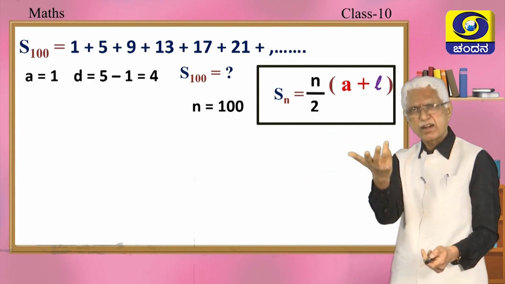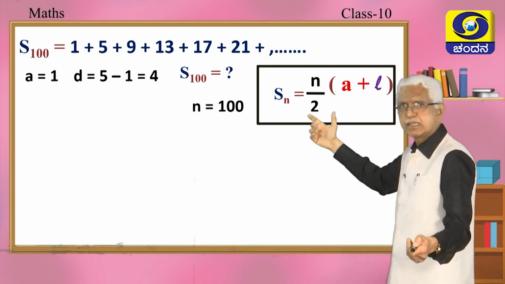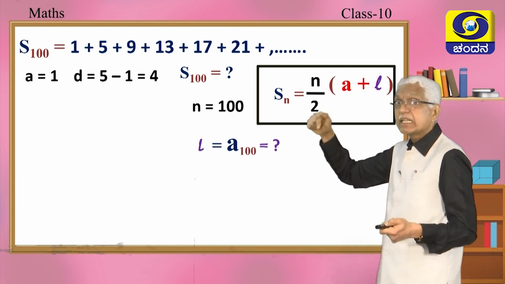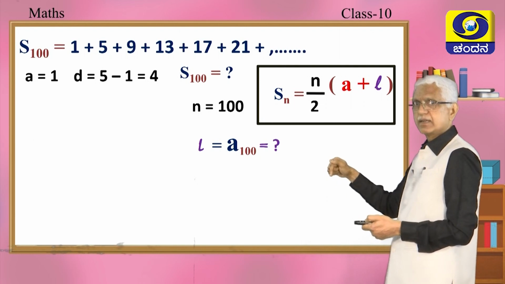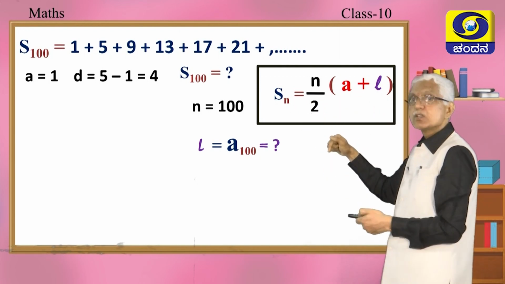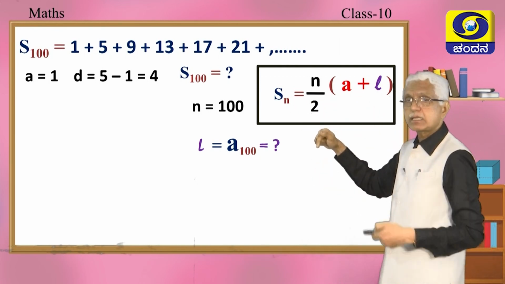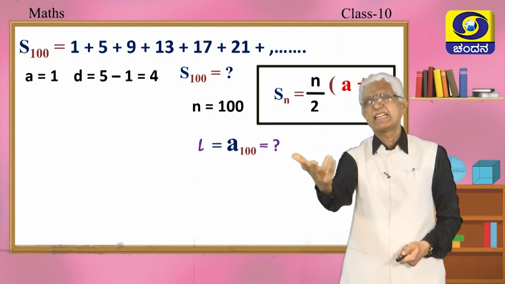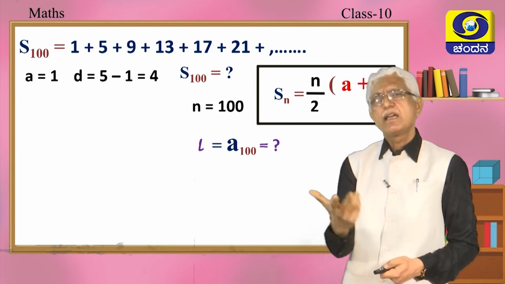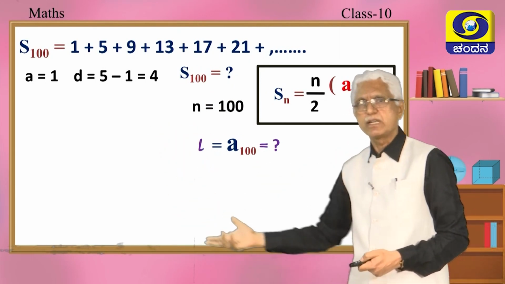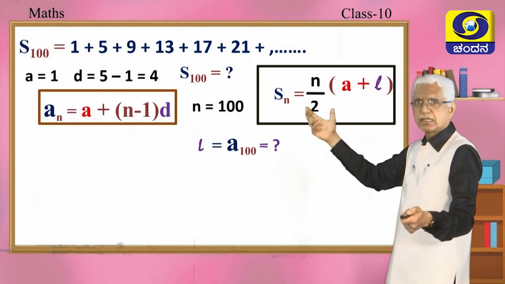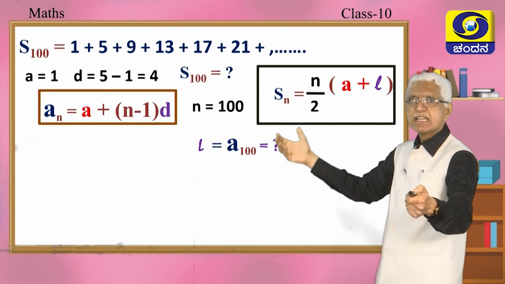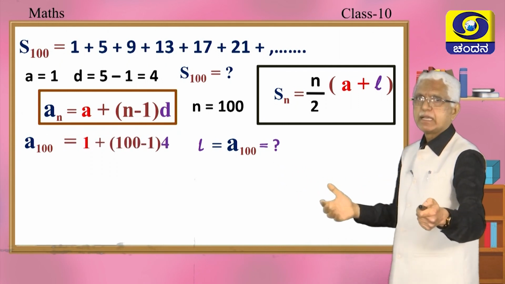And you already know how to find out the last term, my dear children. Last term is nothing but the 100th term. There are 100 terms, so the 100th term has to be the last term. So, L is nothing but A100. And you all know an is equal to a plus n minus 1 into d. A100 is a plus 100 minus 1 into d. Come back and substitute.